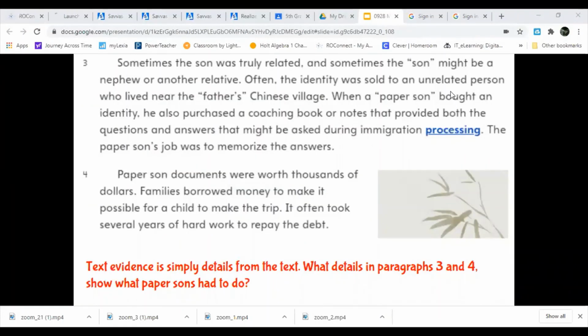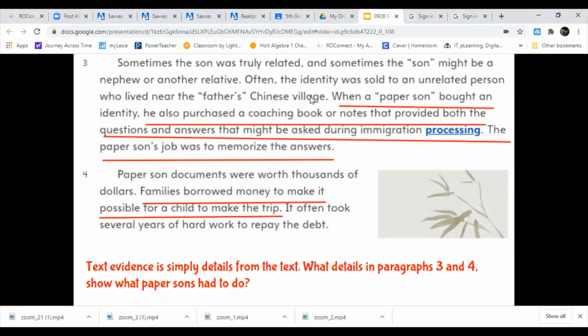As you know, text evidence is simply details from the text. Let's analyze paragraphs 3 and 4 to see if we can find details that show what paper suns had to do. When a paper sun bought an identity, he also purchased a coaching book or notes that provided both the questions and the answers that might be asked during immigration processing. The paper sun's job was to memorize the answers. We also know that families borrowed money to make it possible for the child to make the trip.